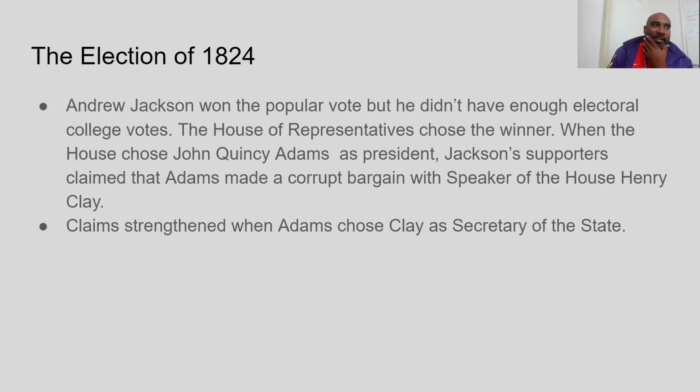Next, kind of capping it off, you have the election of 1824. The election of 1824 is when Andrew Jackson won the popular vote, but he didn't have enough electoral college votes. So the House of Representatives got the opportunity to choose the winner, and they chose John Quincy Adams as president. Jackson's supporters cried foul. They said that the election was a sham and that John Quincy Adams made a corrupt bargain with the Speaker of the House, Henry Clay.